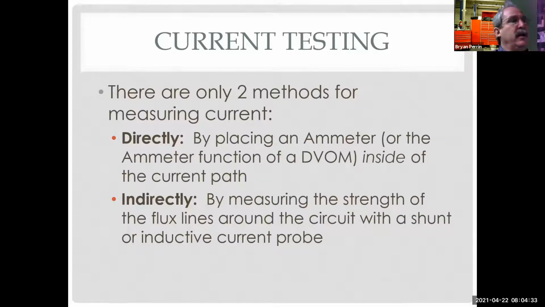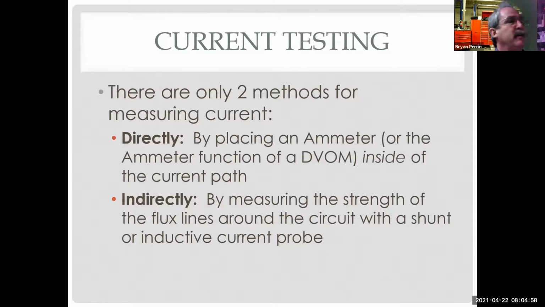So current allows us to get some neat information and some high level information, but it's only one of the tests we use. We don't use it exclusively, because there are things that it's not going to show us, but we use it to complement our other tests. So there are two different ways that I can measure current with a meter or a scope.